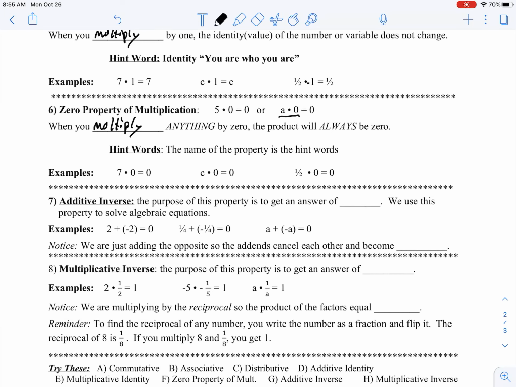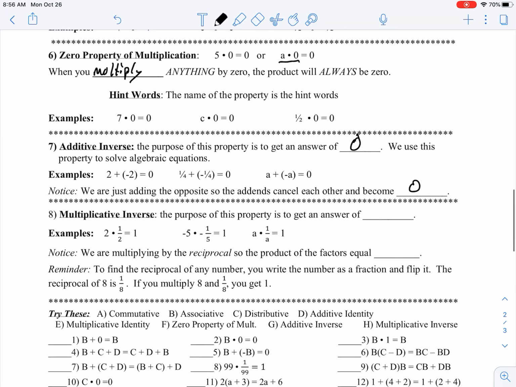The purpose of this property is to get an answer of 0 in the end. We use this property to solve algebraic equations, so we'll see that later on in this year. So 2 plus -2 is 0. 1/4 plus -1/4 is 0, and a plus -a is 0. What we're doing here is adding the opposite so that the things we're adding cancel each other out and become 0.